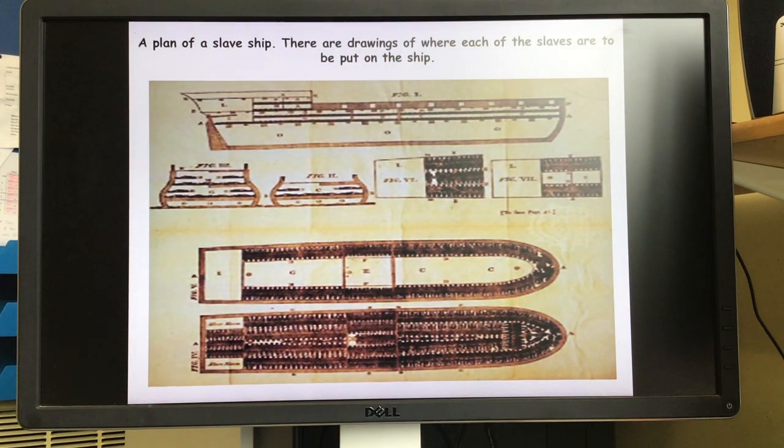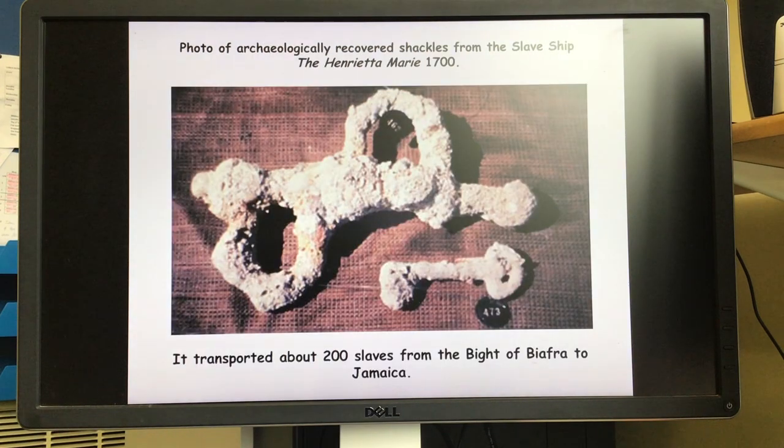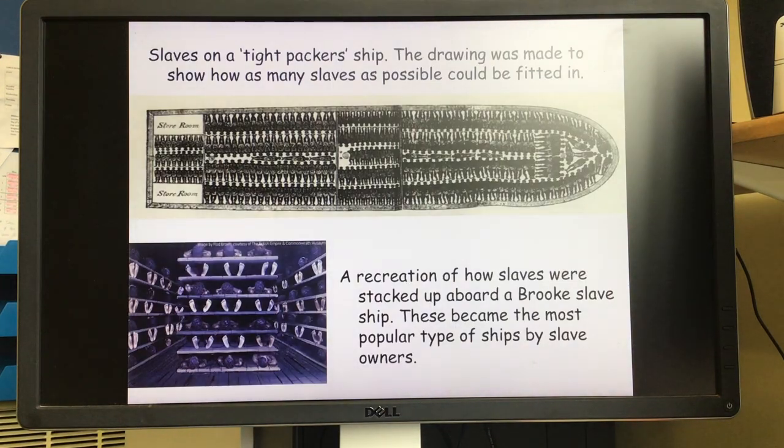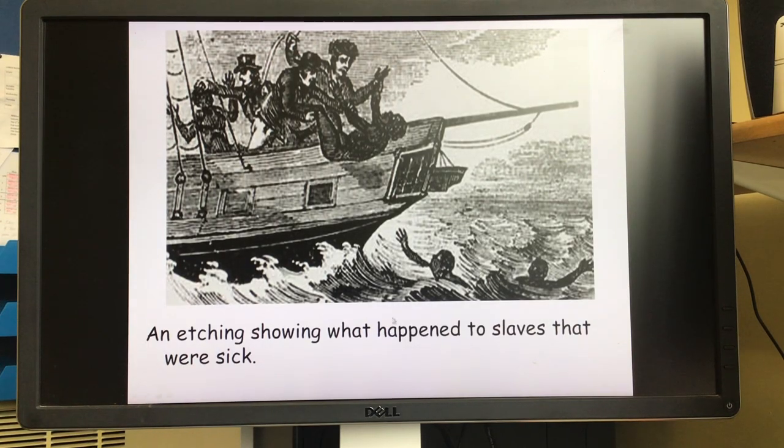You can see a bird's eye view of the ship and how tightly compact people were. Again, there you can see how tightly compact they were, so that would help you with that question in terms of the ship itself. You can also see just there an etching, a drawing of the slaves who were sick and being thrown overboard, so the actual treatment of them is disgusting at the time.